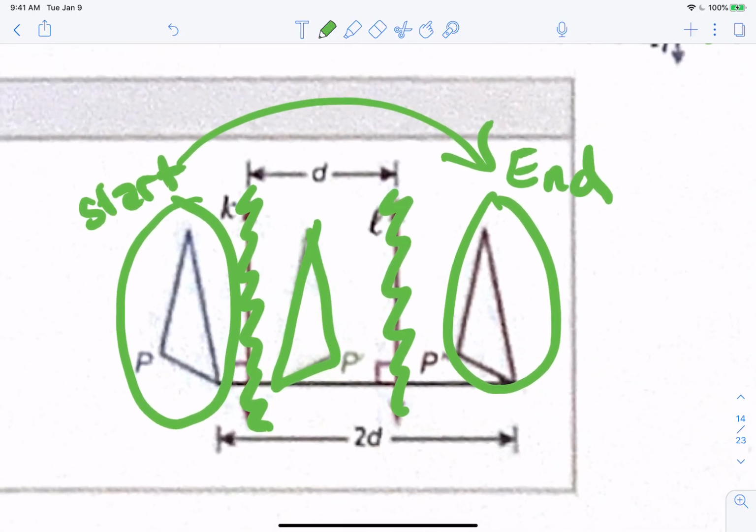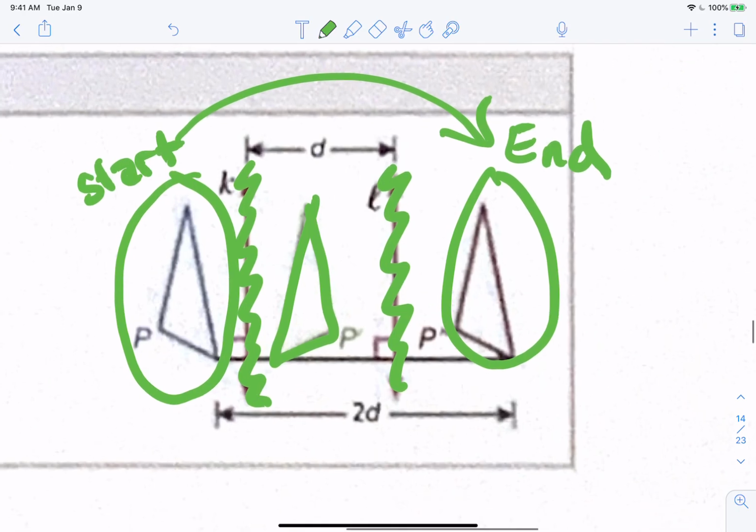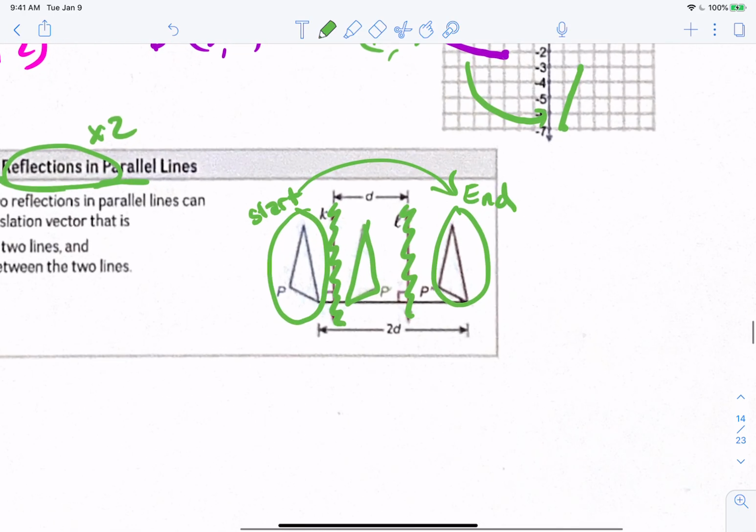They're the same image, right? They're exactly the same. If you flip it and then flip it again, it turns out to be exactly the same, facing the same direction, etc., right? Okay, so what's happening here is if the lines are parallel, that is equal to just sliding him over. If I'm reflecting him twice, I'm just sliding him over.